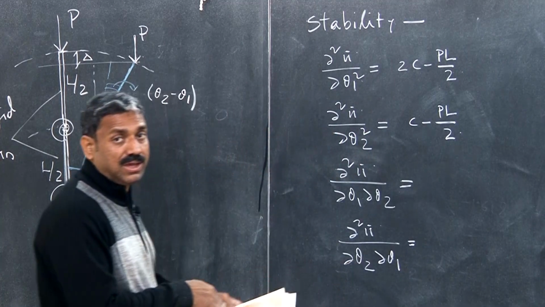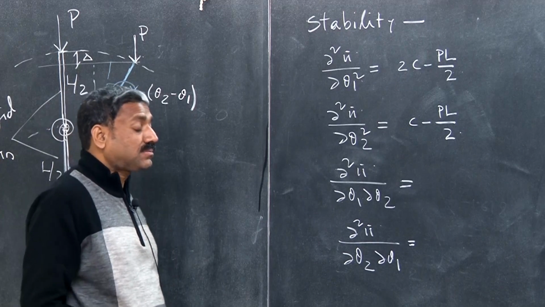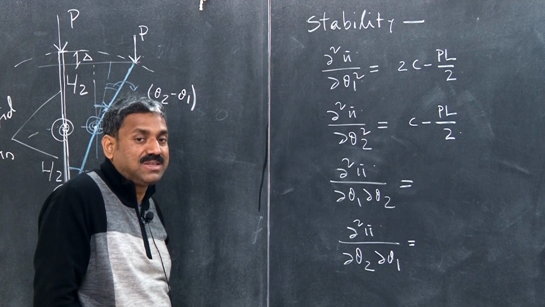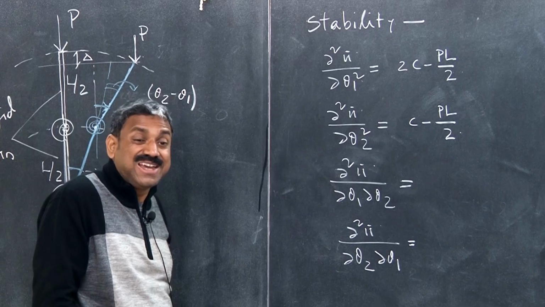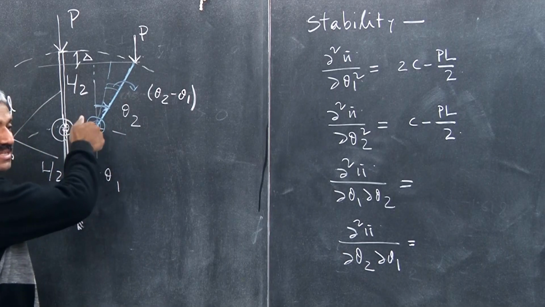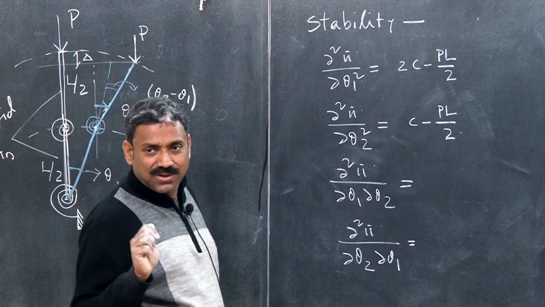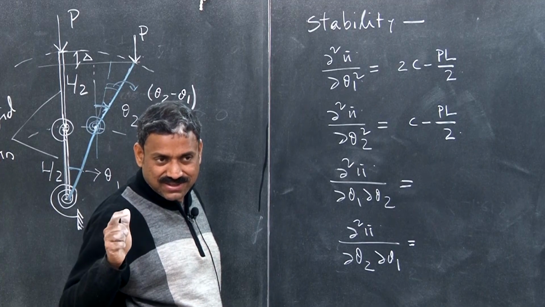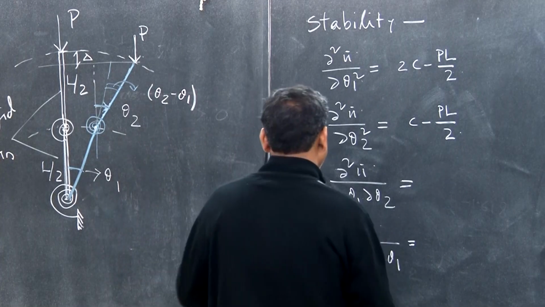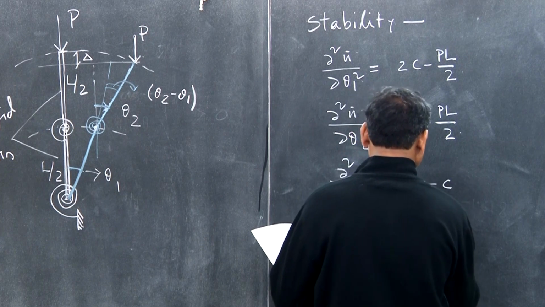Another thing, did you see that the critical load PCR is a function of what? In the alternate configuration, the load is a function of C and L. That means it is the geometric parameter, the length, as well as the stiffness, right? Why is it so? Similar to buckling load, pi square EI by L square, EI is stiffness, L is geometric parameter, right? Okay, good. So then del 2 pi del theta 1 del theta 2 is nothing but minus C.